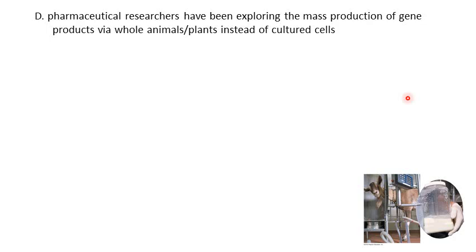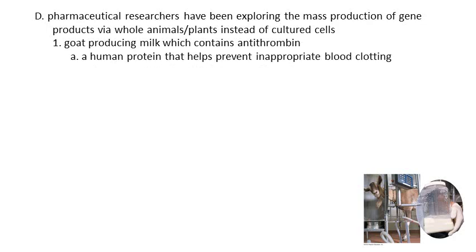Now there's been ongoing research by pharmaceutical researchers as they've been trying to figure out better ways of mass production of certain gene products, and they've been looking at whole animals and whole plants instead of just culturing cells. And one of the things they show here in the bottom right hand picture, you see this goat, and the goat has been modified in a way to where the milk it produces contains antithrombin.